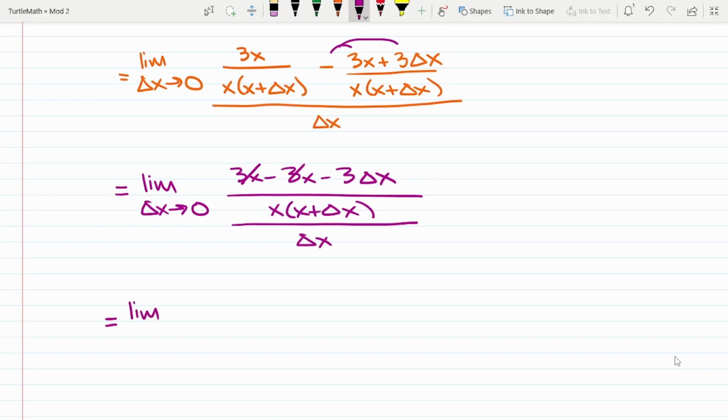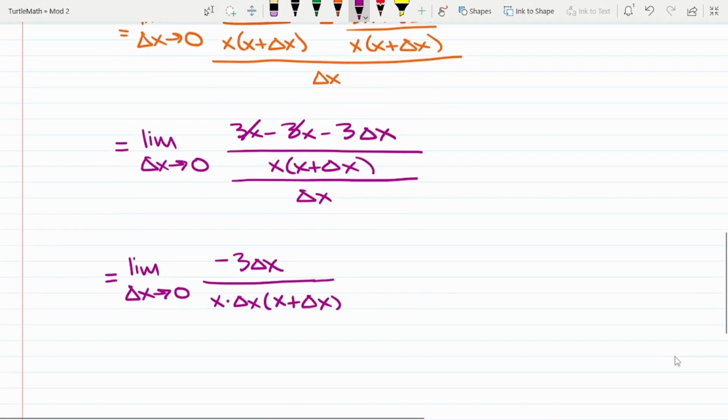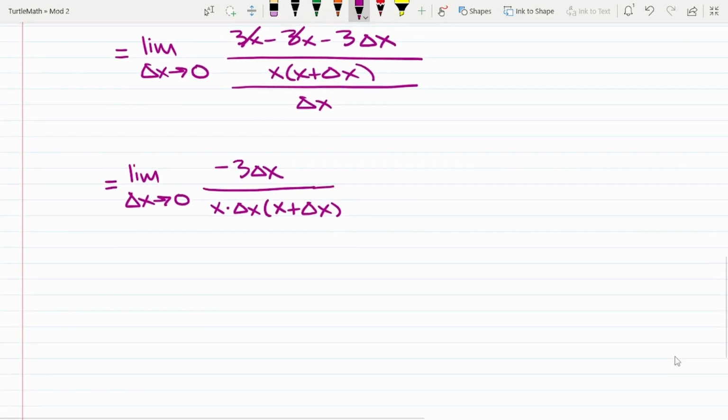So let's rewrite that. So now we just have a negative 3 delta x in the numerator, and our denominator has an x times delta x times x plus delta x. We're getting close to the finish line here. The next thing that we want to do is cross out that delta x now that we have one in the top and in the bottom.